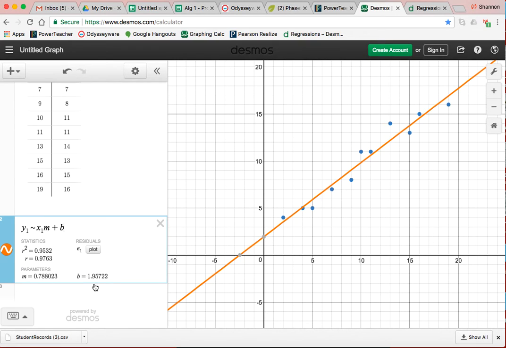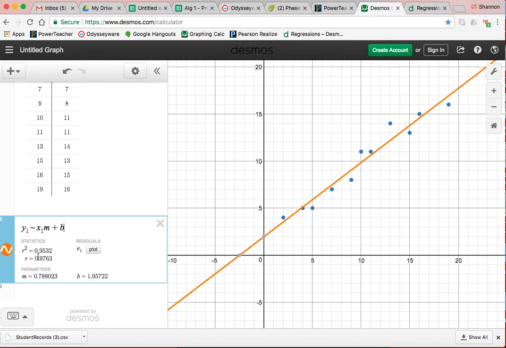So this is telling us that the slope is equal to 0.788, and the b is my y-intercept, so that's 1.95722. So if you were to write an equation for this line, you would say it's y equals 0.788x plus 1.96. We'll round it up to a 6. And that would be my equation for the line of best fit.